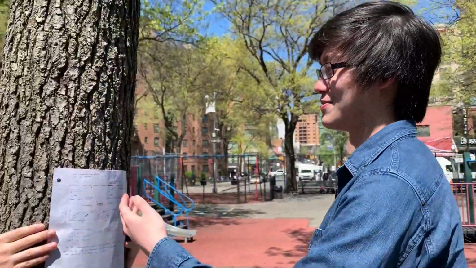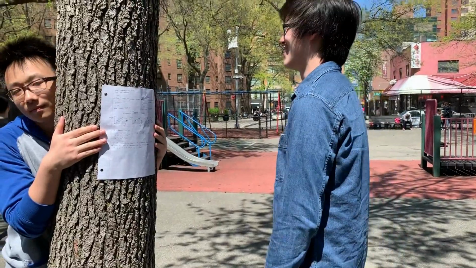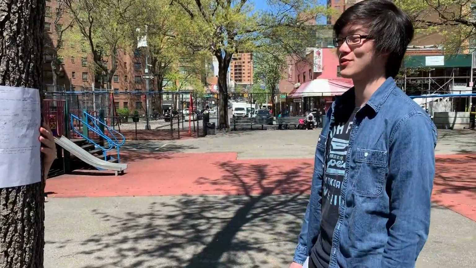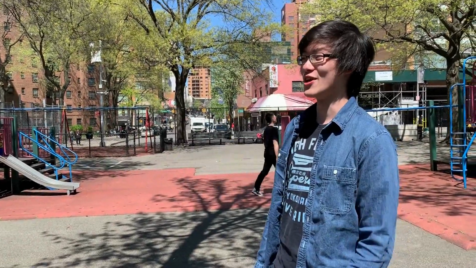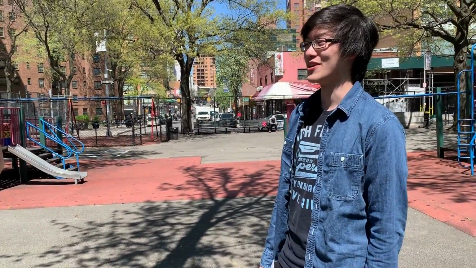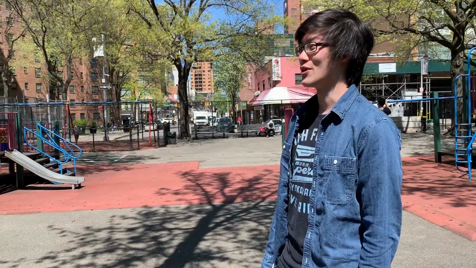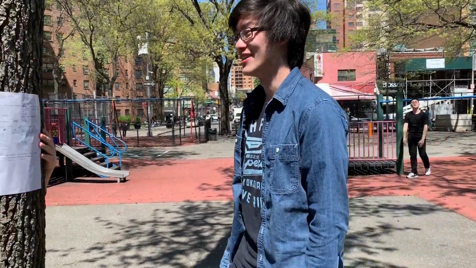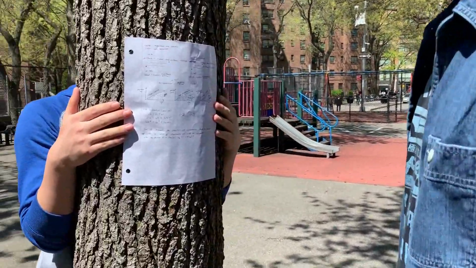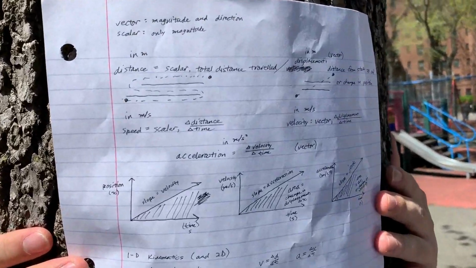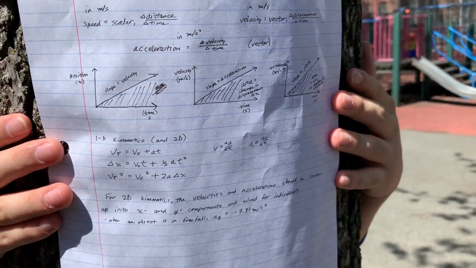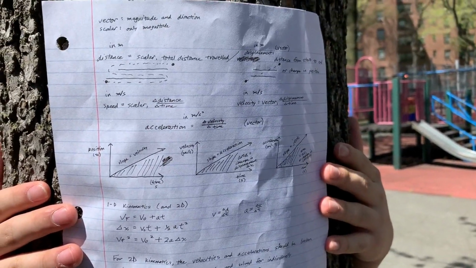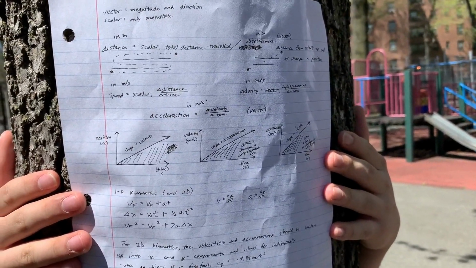Alright, so we have, in physics, two types of quantities. One is a vector quantity, which has magnitude and direction, and the other is a scalar quantity, which has only magnitude. Okay, and here in physics, we also have distance versus displacement in kinematics. Distance is a scalar quantity, the total distance traveled, while displacement is the distance from the start to end.